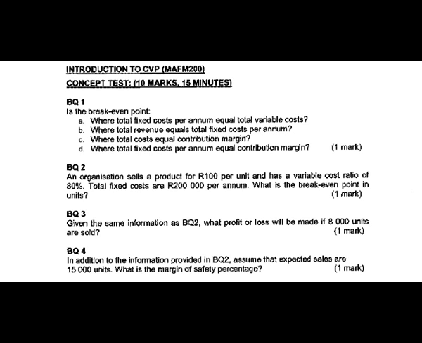So we are covering only the concept test. Go do the concept test now, and just pause the video and come back after you finish. It is 15 minutes, so I'm giving you 15 minutes to do the concept test and come back.